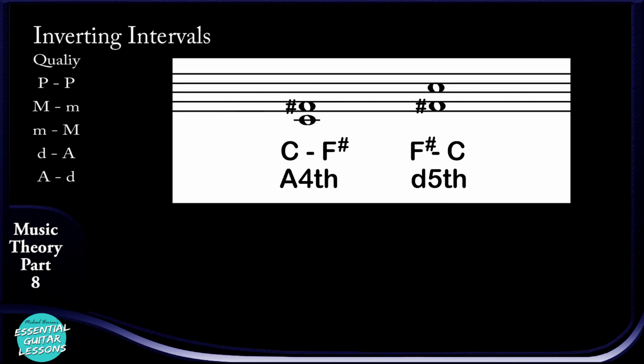Let's do one more, let's do C to F sharp. That'd be an augmented fourth interval. Make it F sharp to C, so we've inverted it. Our augmented now becomes diminished. 4 from 9 equals 5, so it's a diminished fifth interval there.